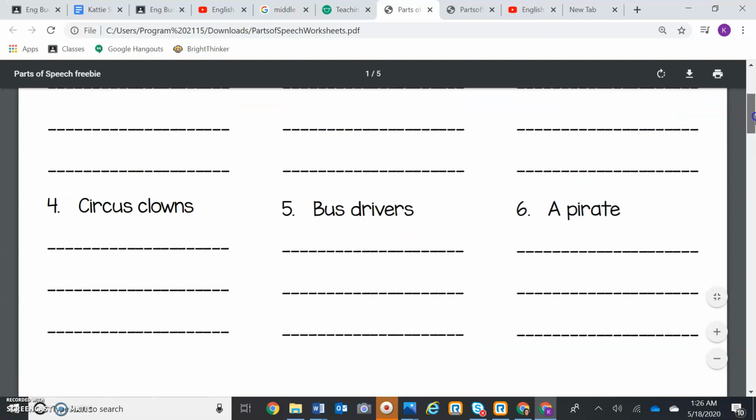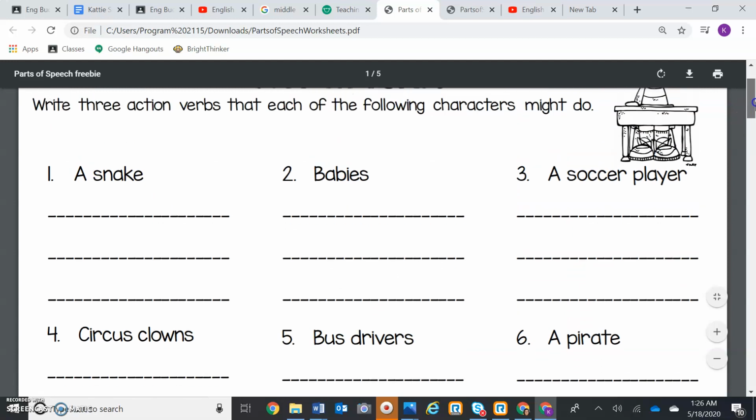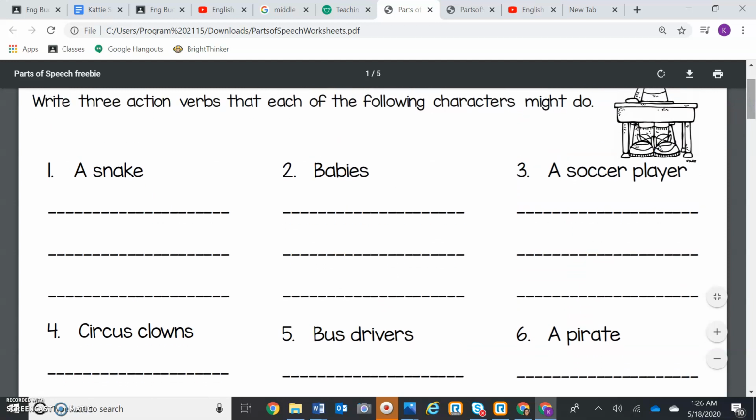Now, is that it or are there more? Yep, that's it. So 3 actions of a snake, 3 actions of a baby, 3 actions of a soccer player, 3 actions of circus clowns, 3 actions of bus drivers, and 3 actions of a pirate. Okay. If you don't have that done yet, then please stop the video. Finish writing down 3 action words for each one of those 6.